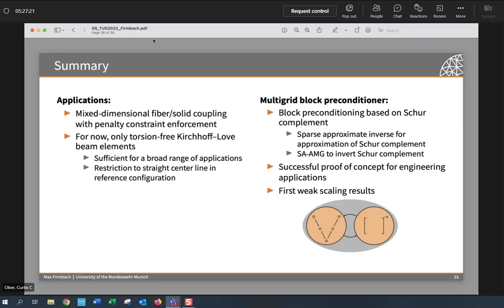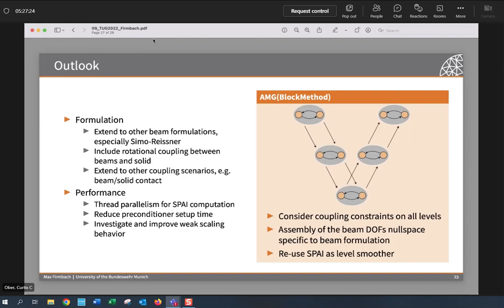And so as an outlook, on the next slide, we want to extend to other beam formulations, especially Simo-Reissner beams, which represent not only translations nicely, but also rotations of the beam. What we did so far is only coupling the translations between solid and beams, but you can extend that also to a rotational coupling between the beams and the solids. And you can also go further even to other coupling scenarios, for example, beam to solid contact and things like that.